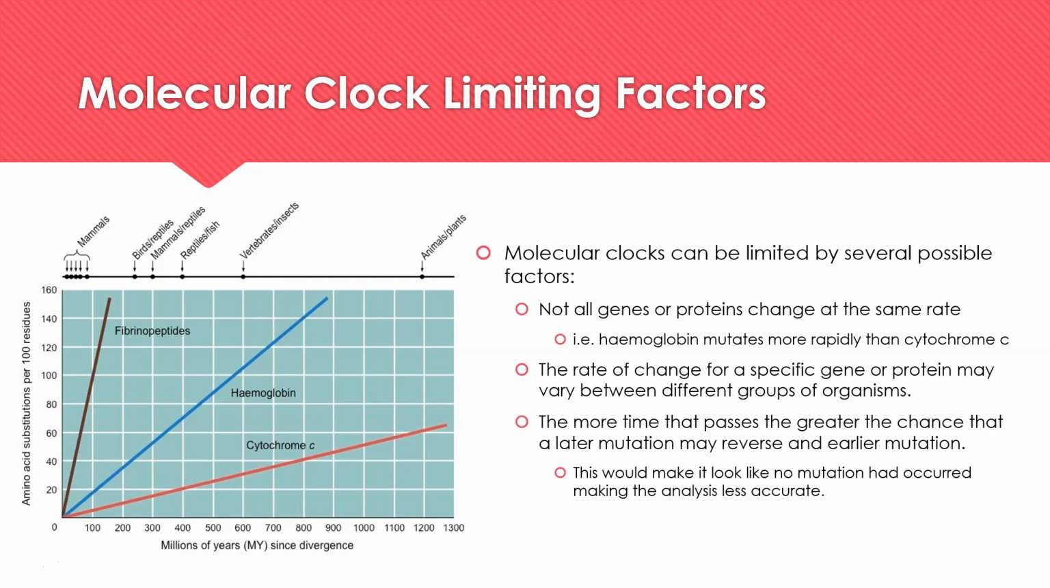And the other issue is a bit of an odd one, but it essentially goes like this: the more time that has passed, the more chances there are for one of those early mutations to become reversed by a later mutation and essentially become hidden. Instead of looking like 2 mutations have occurred, it looks like no mutations have occurred at that point. And so it can actually make it look like fewer mutations have occurred, therefore making your overall analysis less accurate. Because instead of thinking you've had 6 mutations, you might be thinking you've only had 4 mutations, but in reality, it's a bit longer.